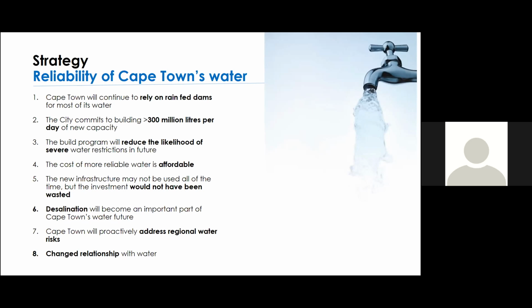And then Cape Town will proactively address regional water risks, and we will require partnerships and the involvement and close working relationship between provincial government as well as our national government partners. And then we do foresee a changed relationship with water, and that this will be a permanent change. We see water as a finite resource, and we believe that we need to jointly protect this resource, and we can give water a second life and jointly or collectively enjoy it in all of its prosperity.